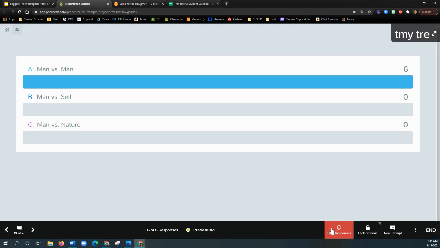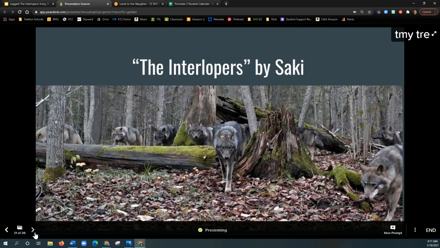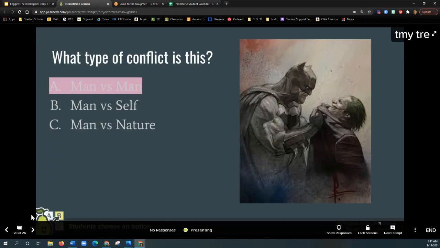Nice. Yes, man versus self. Beautiful. Okay. So what I've been trying to do, or sorry, man versus man. Oh, I misspoke. Man versus man. What I want to do is to start introducing the text. That was our lesson on the literary elements that we're going to be using.